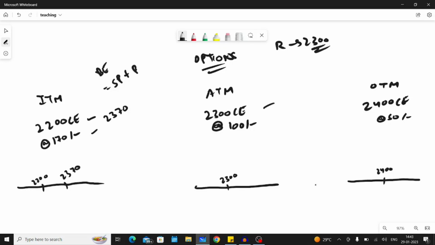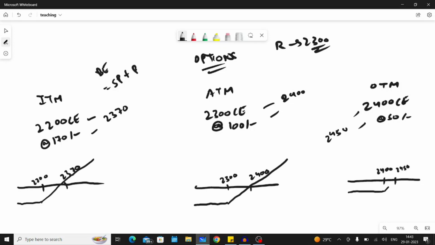Similarly, 2300 plus 100 will be 2400. So this is 2400. And 2400 plus 50 is 2450. So this is 2450, right? So let's draw the graphs. So this is how the graph is going to look like. Yeah. And now let's see how much would this cost us.